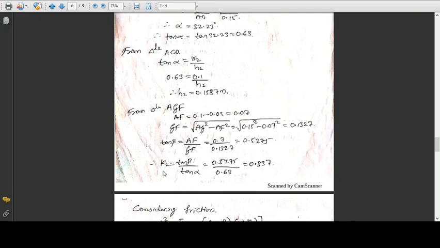Then you need to calculate the value of K. So here I am writing K2 in place of K because I am considering R2 there. So K2 will be the ratio of tan beta by tan alpha. After substitution of those values, you will get K2 as 0.837.